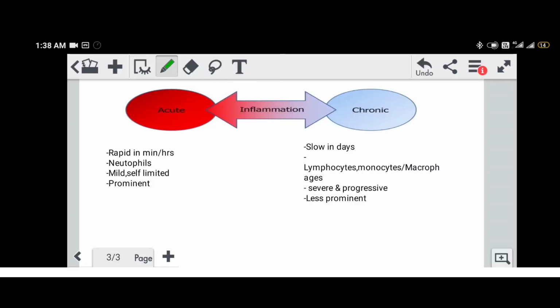The local and systemic signs in the case of acute inflammation, the inflammatory response, are very prominent, whereas they are less prominent in the case of chronic inflammation. So these are the basic differences between acute and chronic inflammation.